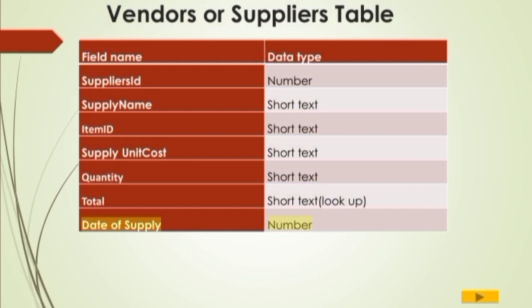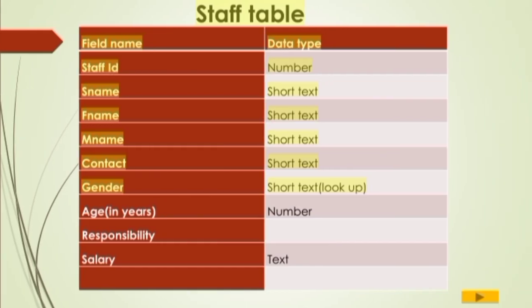lookup. Date of supply, number. Staff table. Field name, data type. Staff ID, number. SNAME, short text. FNAME, short text. MNAME, short text. Contact, short text. Gender, short text, lookup. Age in years, number. Responsibility, salary, text.